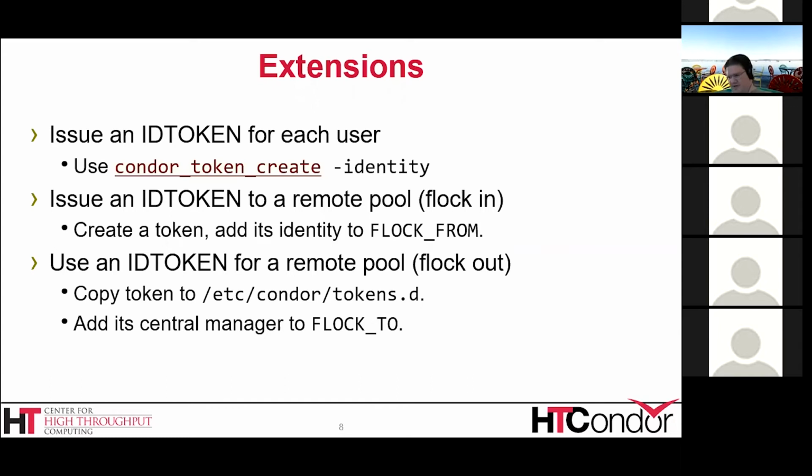We also hope that ID tokens will make it very easy to do flocking. People have asked for more help and more configuration assistance with doing that. The basic idea, right? You use condor_token_create to create a token. You add its identity to FLOCK_FROM if you're trying to allow a remote pool to use your resources, and then you use some secure method, SCP, whatever, to get that ID token over to that other pool. The other pool drops a copy of that token into the HTCondor tokens.d directory, adds the name of your central manager to FLOCK_TO, and everything should pretty much just work. And of course, if you want to do the reverse, then you just run the steps in the opposite order.